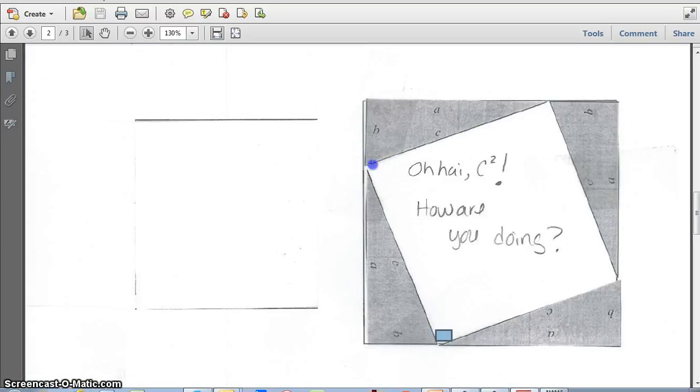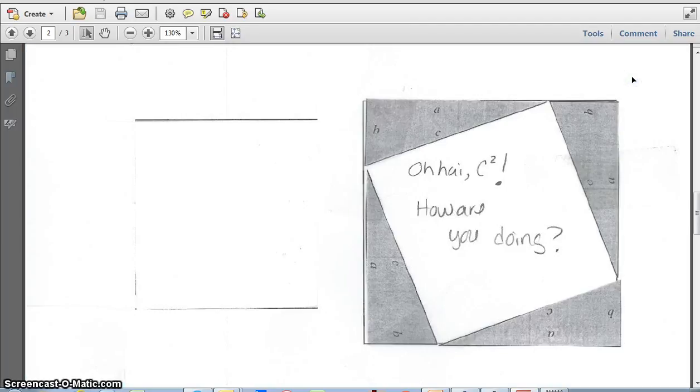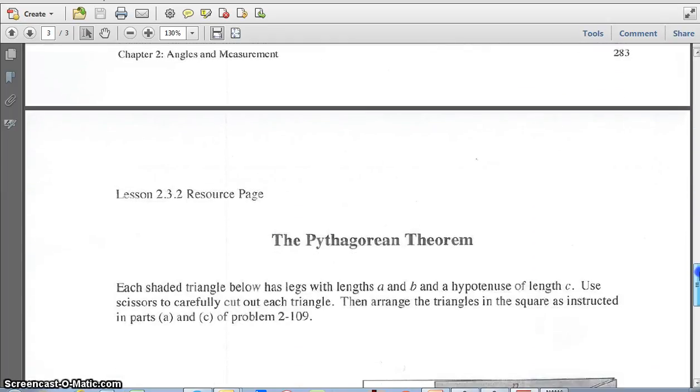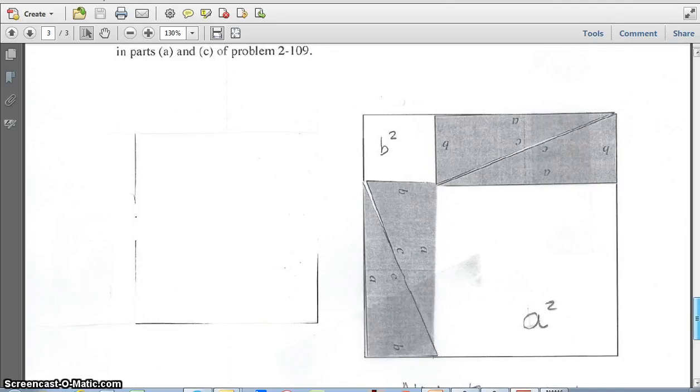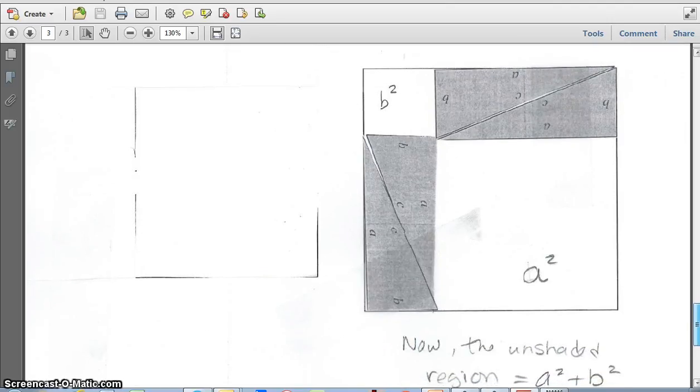and value of 90. So we know it's a square because it has 4 congruent sides, each of length C, and it has 4 right angles due to the subtraction property. So we can call the area of this square C squared. And we can also rearrange the triangles as shown in exercise 1-109.